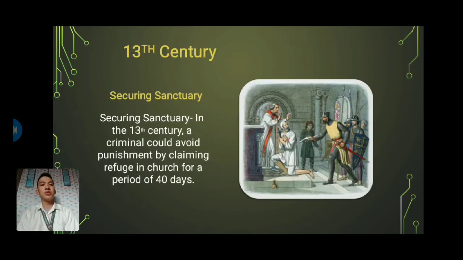So, in the 13th century, securing sanctuary: a criminal could avoid punishment by claiming refuge in a church for a period of 40 days. So, dito sa nakikita nyo sa picture, ang example nito ay kung si Jesus ay naglakad ng 40 days nang walang pagkain o inom ng tuloy-tuloy, kailangan mo din itong gawin upang matanggap ka sa simbahan at mapatawad ka. So, noong 13th century yun.